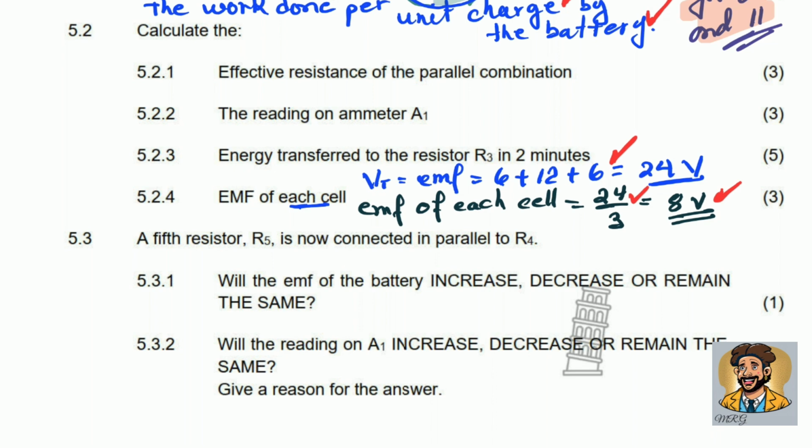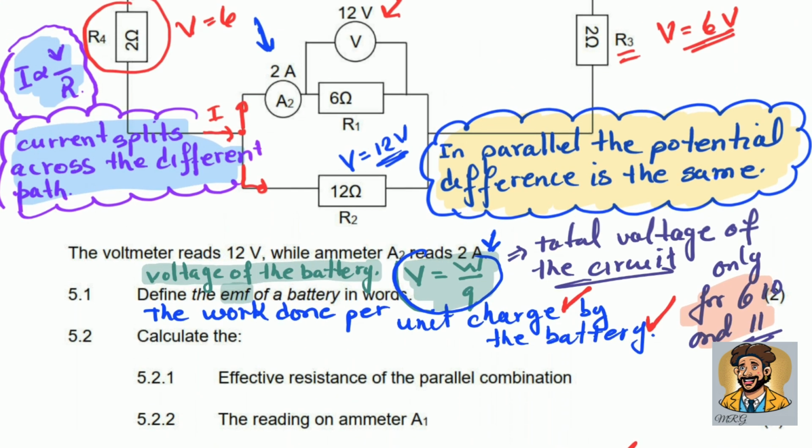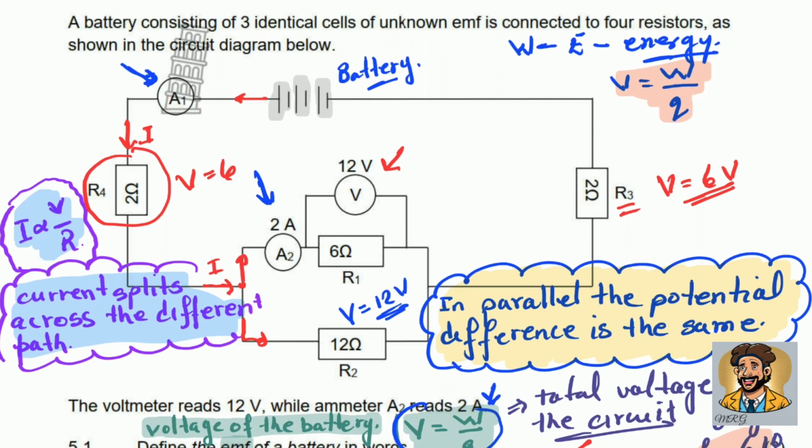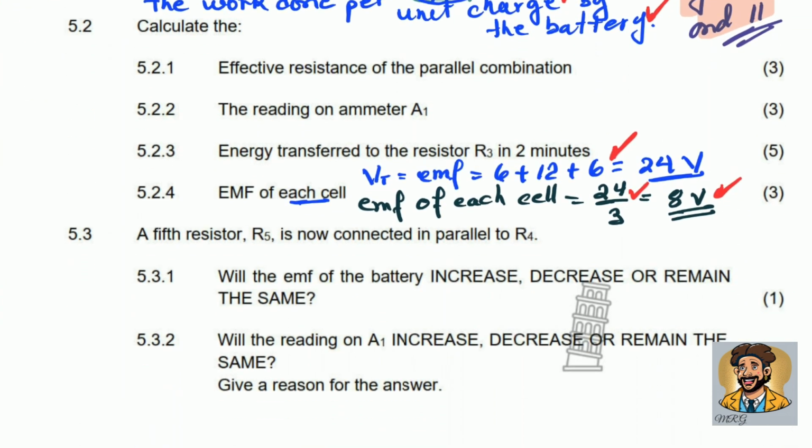It's quite simple. A fifth resistor R5 is now connected in parallel to R4. So you come here, R4 is here on the left, and what they did is connect a new resistor, R5, in parallel to that one there. Now, will the EMF of the battery increase, decrease, or remain the same?